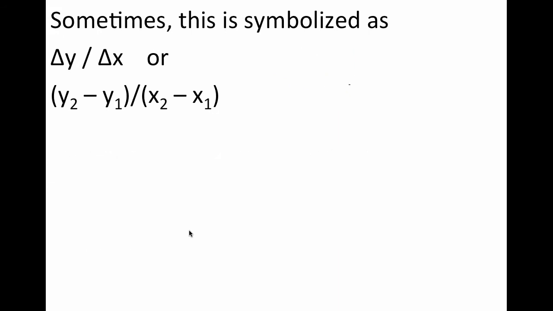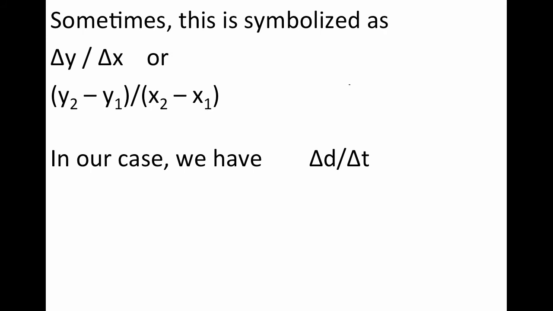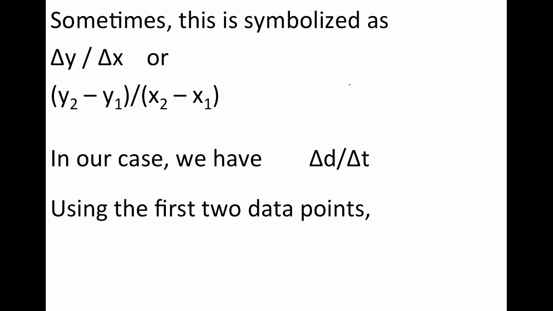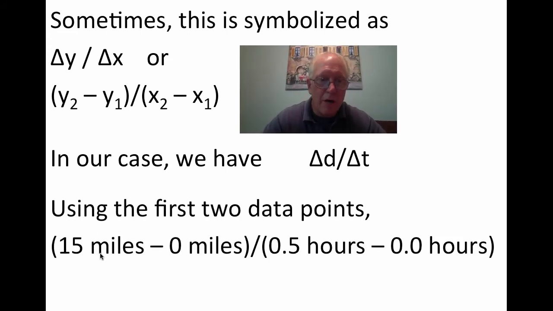So what we're going to do is talk about the change in the y in a general case. In this case it's distance, and it'll be the second vertical variable minus the first, and in the x direction we're going to be talking about the second horizontal variable minus the first one. Alright, so in our case here it's going to be the change in the distance over the change in time. And now, in looking at my points here, I'm going to take my 15 minus 0 and then divide that by 0.5 minus 0. So that's going to give me 15 divided by 0.5, or 30 miles per hour.